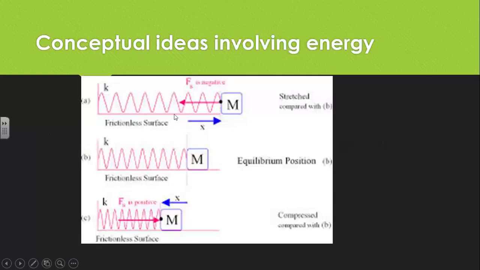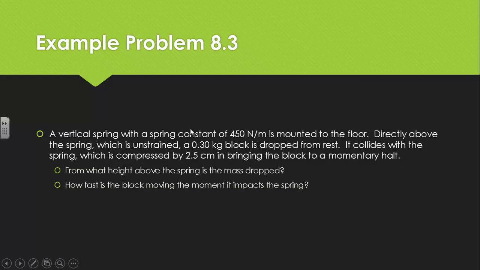So if I look at an object bouncing back and forth on a spring, really what's happening is potential energy is converted to kinetic energy, back to potential energy, back to kinetic energy, back to potential energy, back and forth, back and forth. So let's do a second problem.